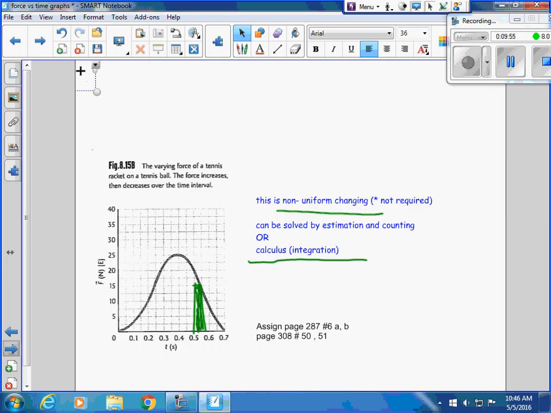Tomorrow we'll do 1D collisions. They're a lot of fun.